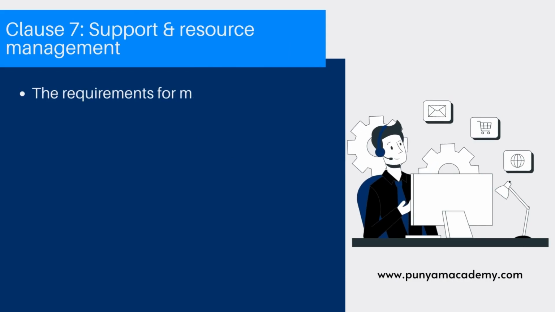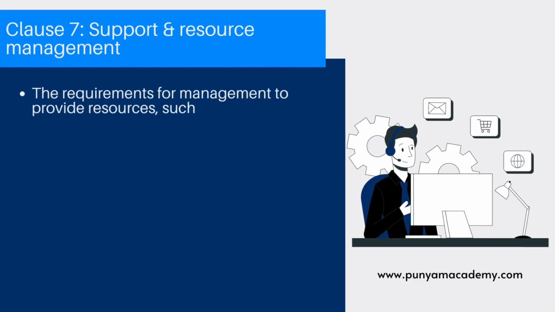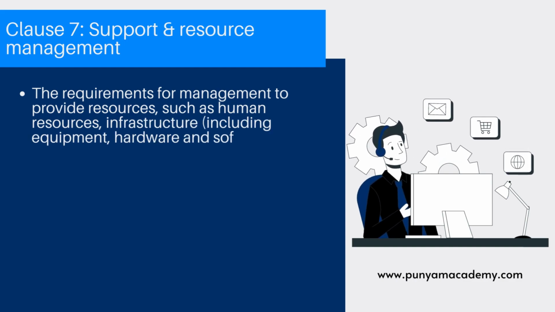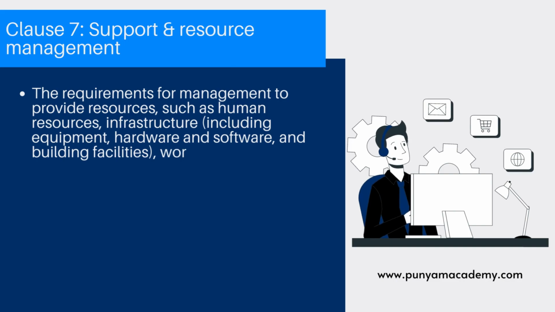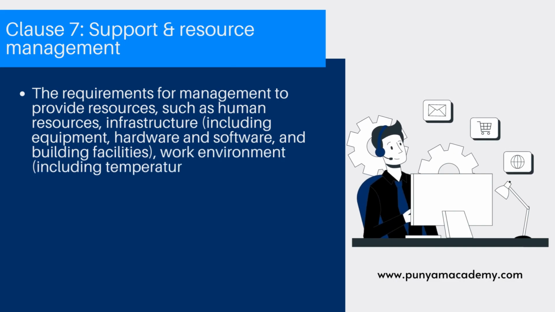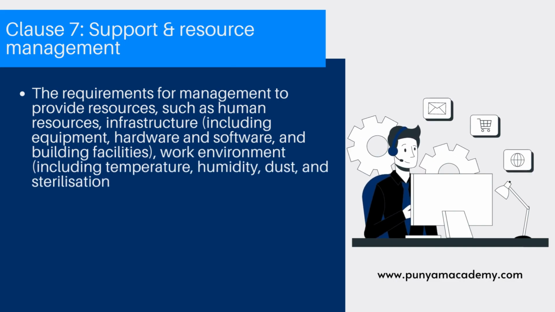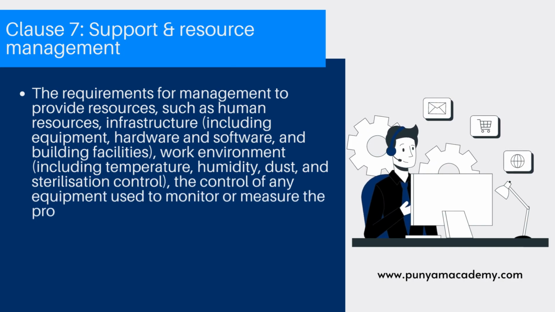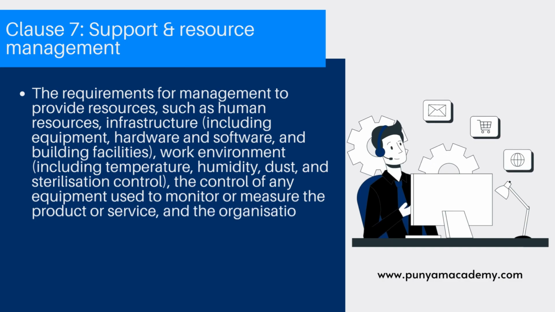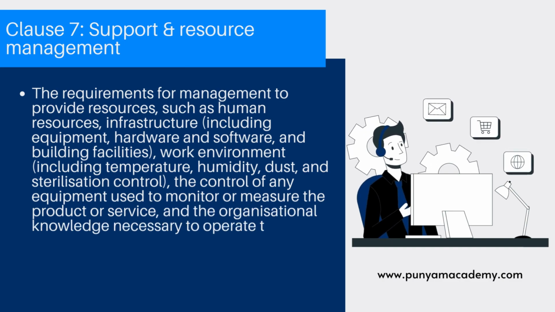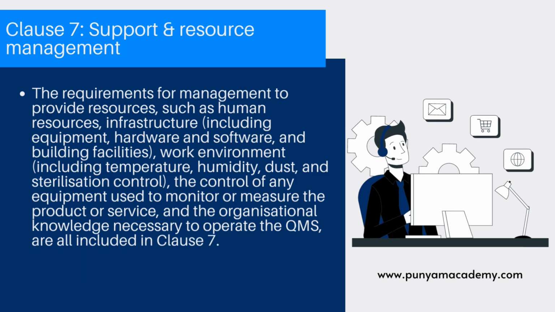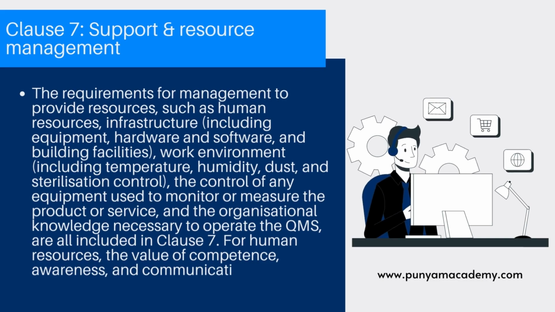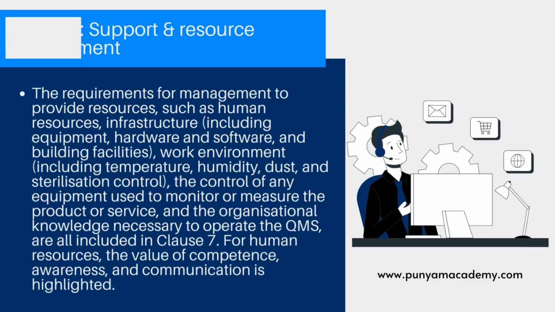Clause 7, Support and Resource Management. The requirements for management to provide resources, such as human resources, infrastructure including equipment, hardware and software, and building facilities, work environment including temperature, humidity, dust, and sterilization control, the control of any equipment used to monitor or measure the product or service, and the organizational knowledge necessary to operate the QMS, are all included in Clause 7. For human resources, the value of competence, awareness, and communication is highlighted.